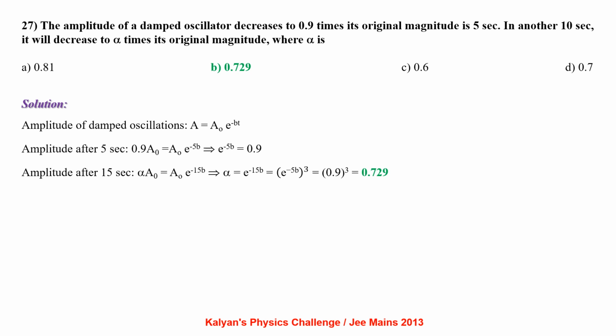The amplitude of a damped oscillator decreases to 0.9 times its original magnitude in 5 seconds. In another 10 seconds, it will decrease to alpha times its original magnitude, where alpha is. Amplitude of damped oscillator A equals A naught e power minus bt. Amplitude after 5 seconds, 0.9 A naught equals A naught e power minus 5b, from which e power minus 5b equals 0.9. Amplitude after 15 seconds, alpha A naught equals A naught e power minus 15b, from which alpha equals e power minus 15b, that is e power minus 5b whole cube, that is 0.9 whole cube, 0.729.